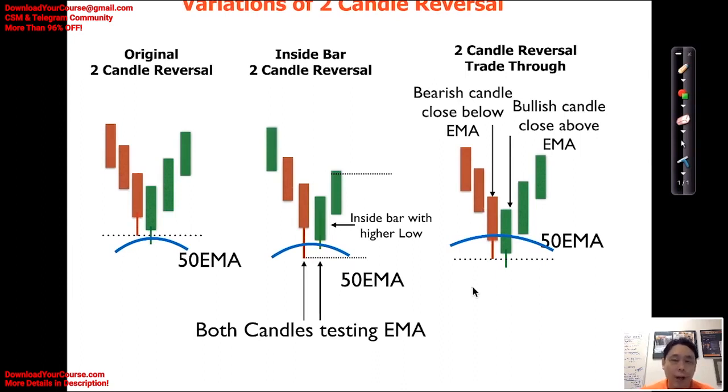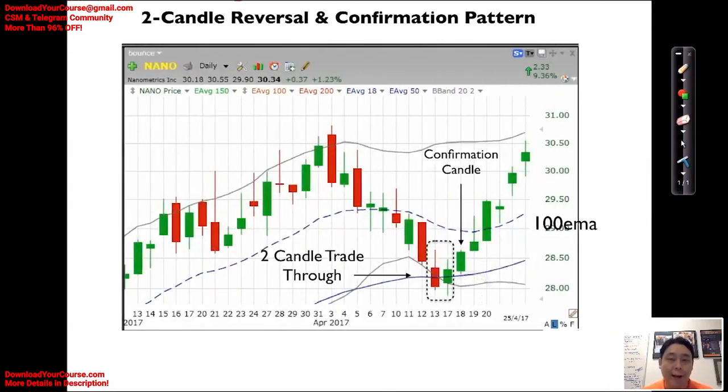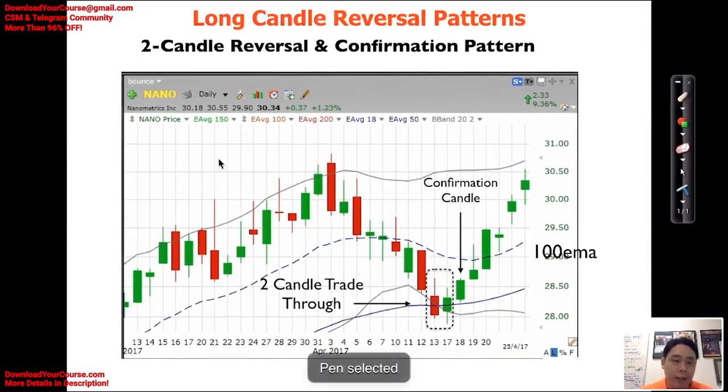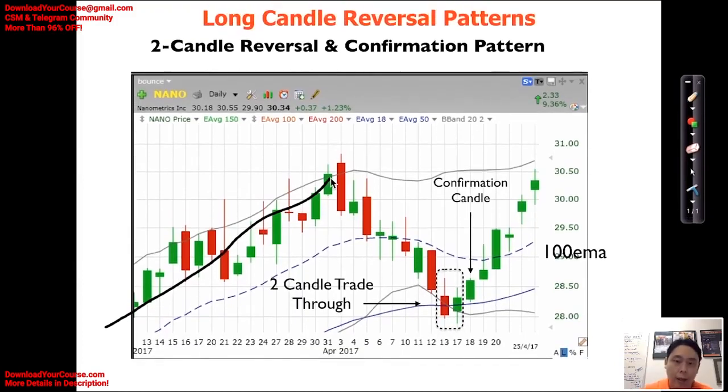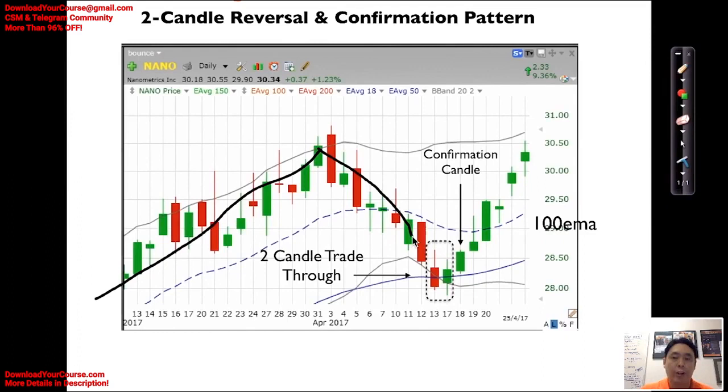So let's take a look at some charts and see if you can identify which pattern it is, okay? So in this case, you can see the price is going up. That's an impulse. And it goes through a retracement or correction. And it bounces off the 50 moving average, right? Which is the blue line, before continuing higher. So can you tell me which of the two candle reversal patterns does this represent?